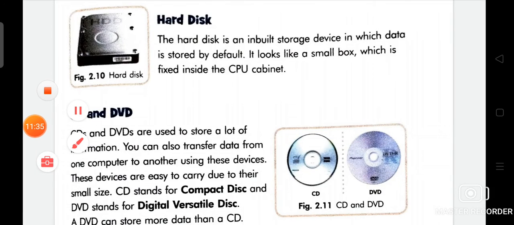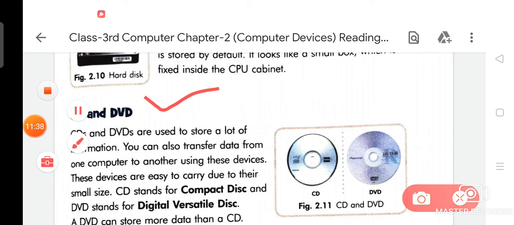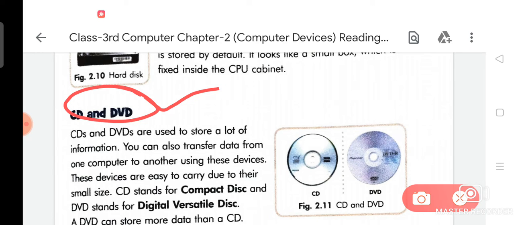Now we are going to read about your next topic, that is CD and DVD. As you know very well, before starting a new topic from your chapter, first we will discuss the important points about the CD and DVD. CD DVD drives are used to store a lot of information. These devices are also used to transfer data from one computer to another. Now we are going to discuss CD and DVD from your book.